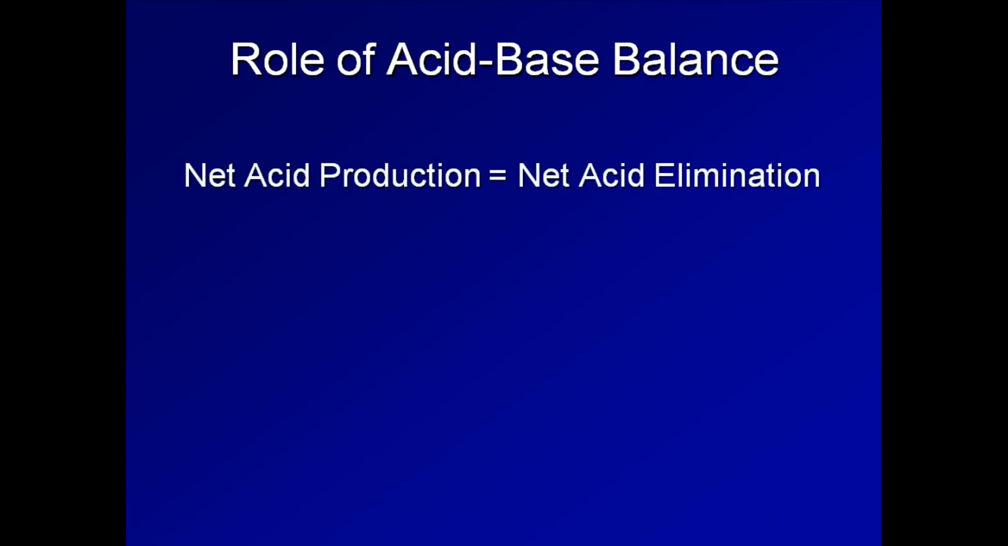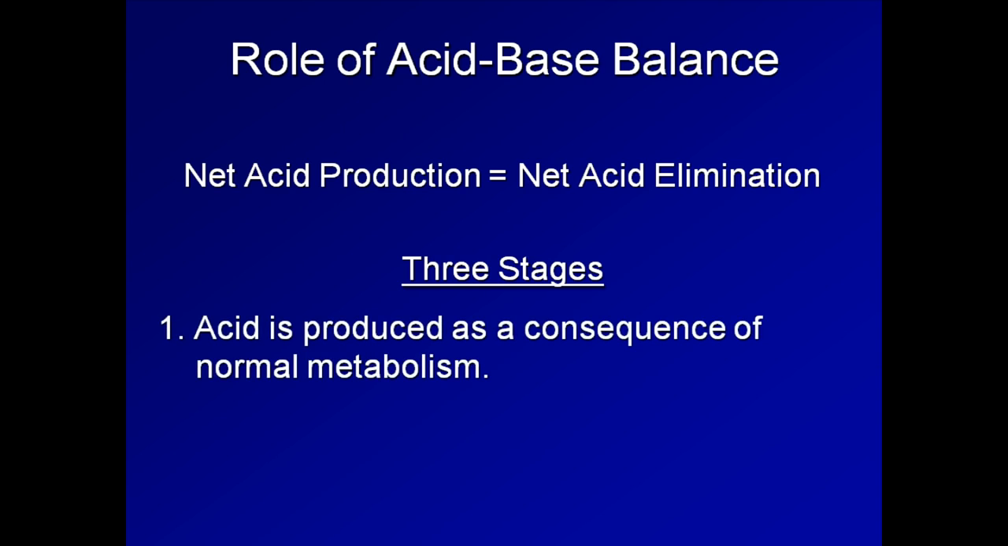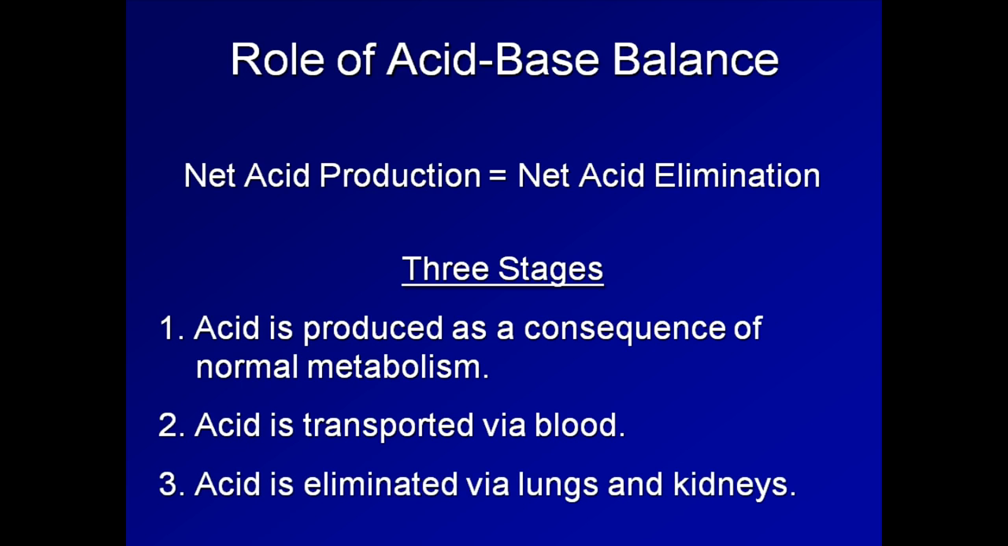The single most important principle of acid-base balance in the body is that the rate of acid production must equal the rate of acid elimination. This process can be broken down into three separate stages. First, acid is produced as a consequence of normal metabolism and occasionally as a consequence of pathologic processes. Second, this acid has to be transported via the blood. Finally, the acid is eliminated via the lungs and kidneys. Let's take a brief look at each stage one at a time.